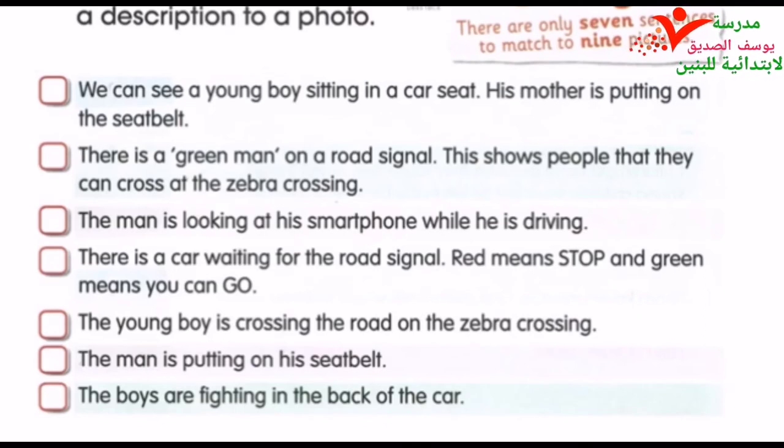We have the fourth sentence. There is a car waiting for the road signal. Red means stop and green means you can go. So which picture? Very good, number one. Picture number one. Well done.